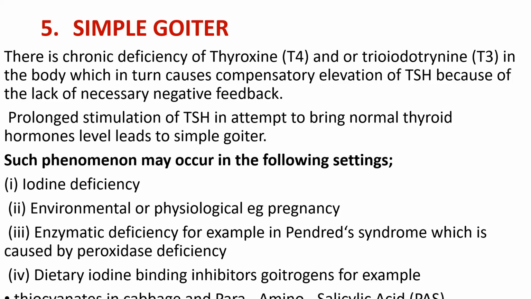For instance, this is called para-aminosalicylic acid, called PAS. These food contents, they are dietary iodine binding inhibitors. So when they are there, these conditions can result into simple goiters.